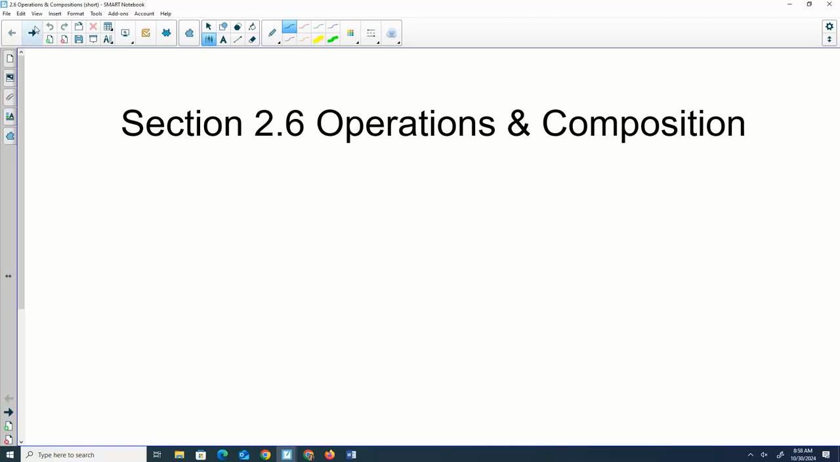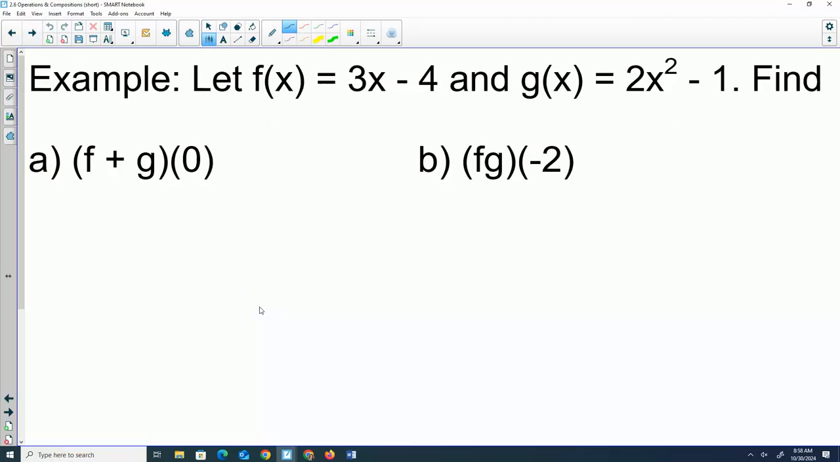To start off, I'm going to define two functions. F of x is 3x minus 4. G of x is 2x squared minus 1. If I ask you to find f plus g of 0, what do you think that means?